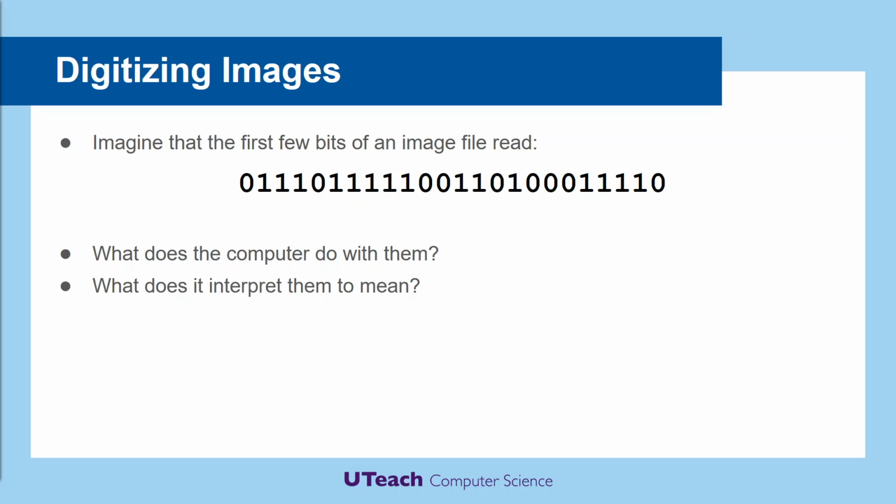Imagine that the first few bits of an image read 0, 1, 1, 1, 0, 1, 1, 1, 1, 1, 0, 0, 1, 1, 0, 1, 0, 0, 0, 1, 1, 1, 1, 0. Well, that was fun. Imagine that the first few bits of an image file read that. What do you think the computer does with them? What does it interpret them to mean?